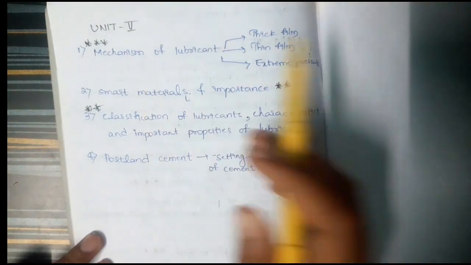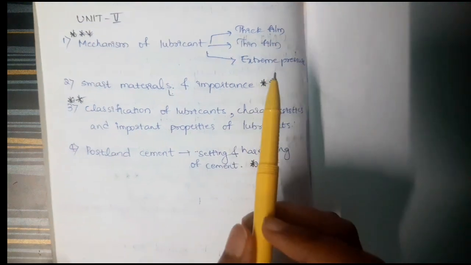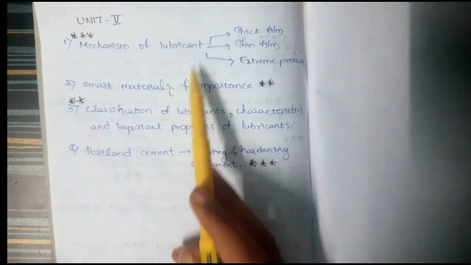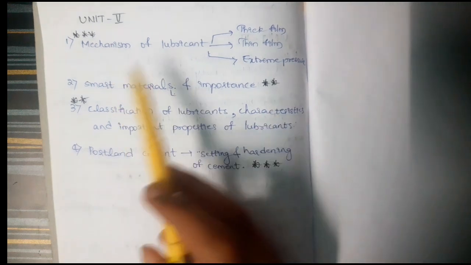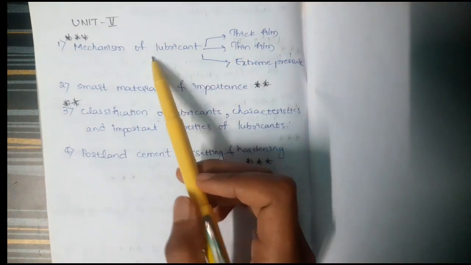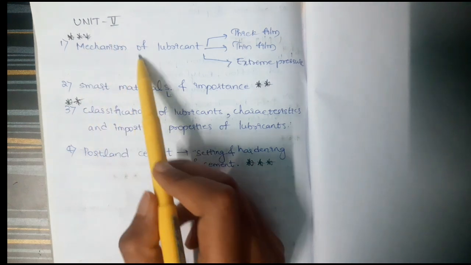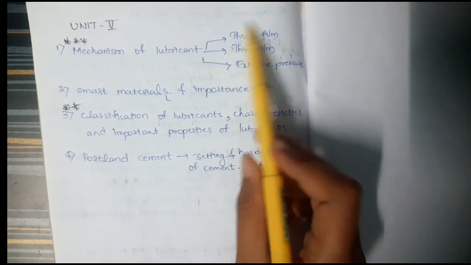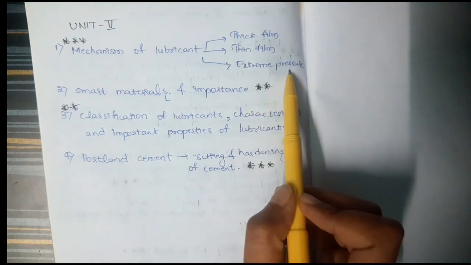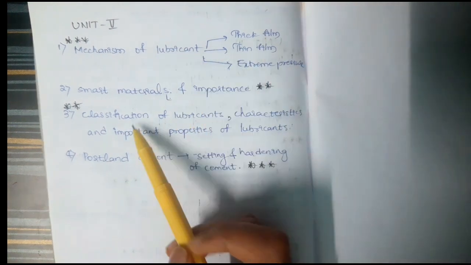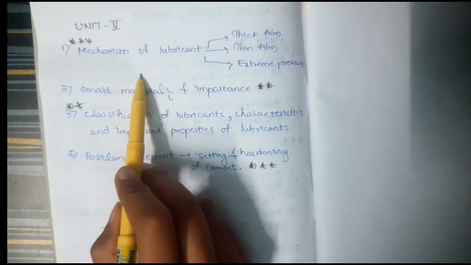Okay. Next, from Unit 5. Before starting chemistry, first I prefer you to go to Unit 5 because you have only some questions, and I think it will be easier for you to start. So in this Unit 5 you have mechanism of lubricants. In this you have thick film, thin film, extreme pressure. You should cover these three. They can ask any two or three for 10 marks. This is a very important question.